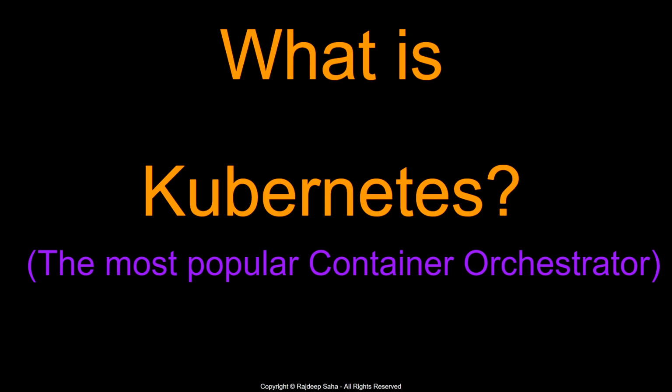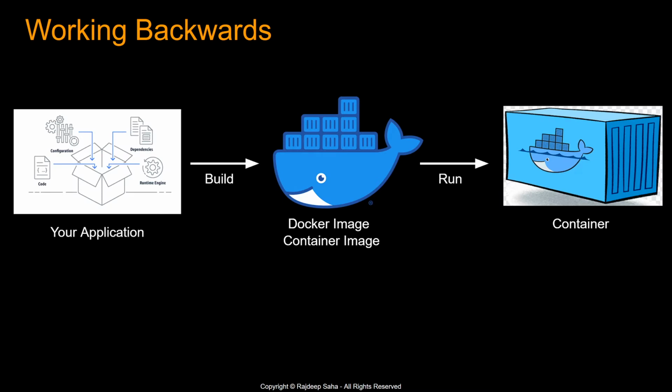Alright, let's get started. Let's start with your application. Because at the end of the day, the reason Kubernetes exists is to run your precious application. So you packaged your code, configuration, dependencies, runtime engine, and you created a Docker image or container image. And when you run this image, it creates this beautiful container. So where does this container run in Kubernetes?